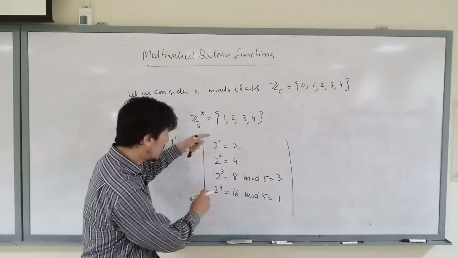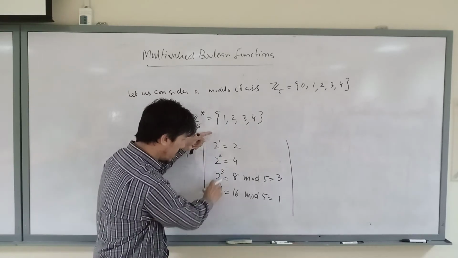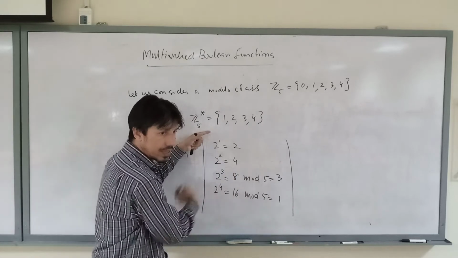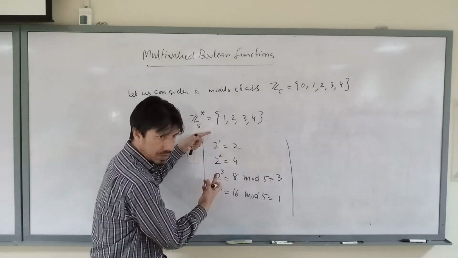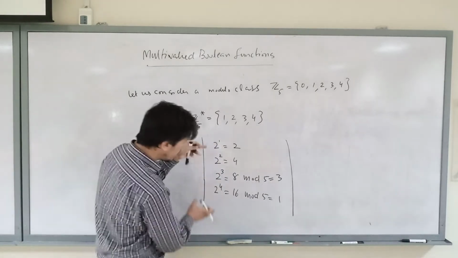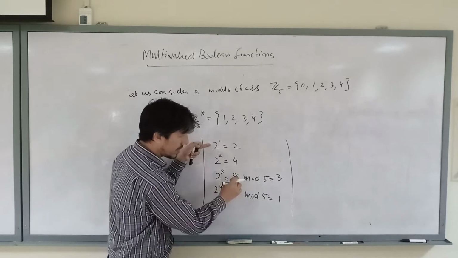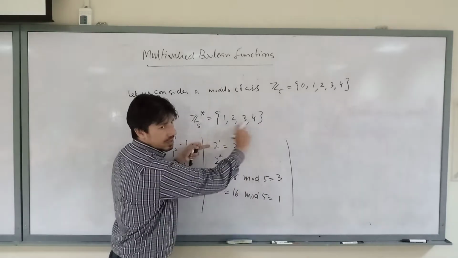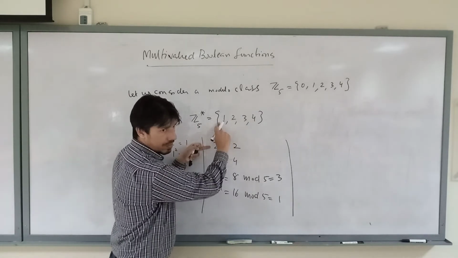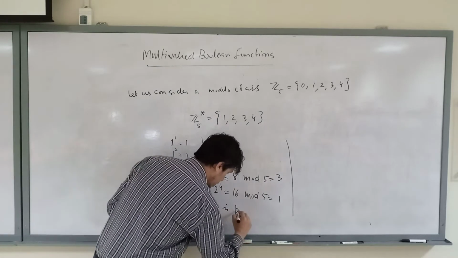If you start with 2 to the power 0 and go up to 2 to the power 3, you will generate all these elements. I just start with 2 to the power 1. So here you can see, by taking the powers of 2, you will generate all the elements of Z5 star, other than 0, multiplicative. So in that case, 2 is primitive.